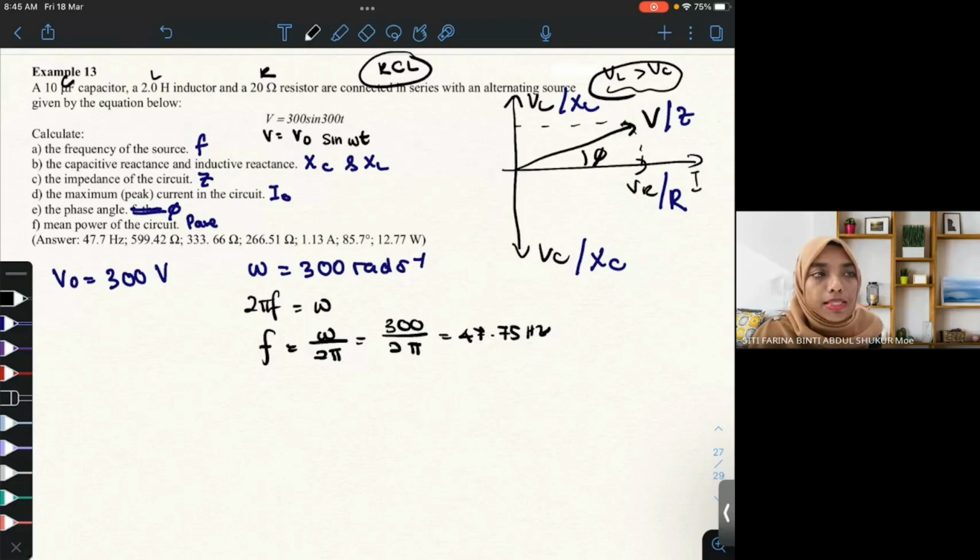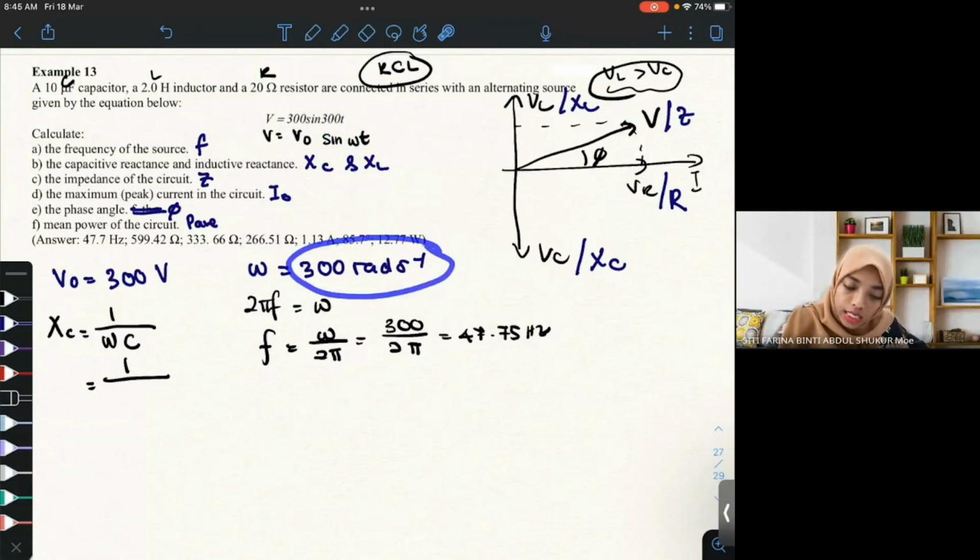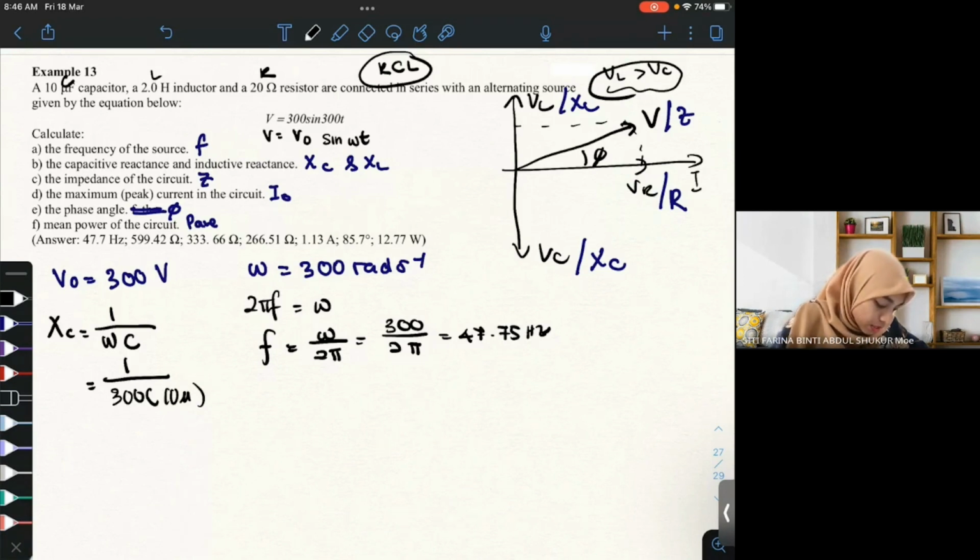After that, capacitive reactant and inductive reactant. Okay, ini tak ada masalah. Okay, dia memang ada equation dia yang tersendiri. So, XC akan sama dengan 1 over omega C. Okay, 1 over omega ada. Kamu compare dekat sini. When you compare, you know, your omega is 300. So, dia akan jadi 300. Nilai C diberi dalam soalan 10 mikro. So 300 times 10 exponent negative 6, 1 divide, you should get 333.3.